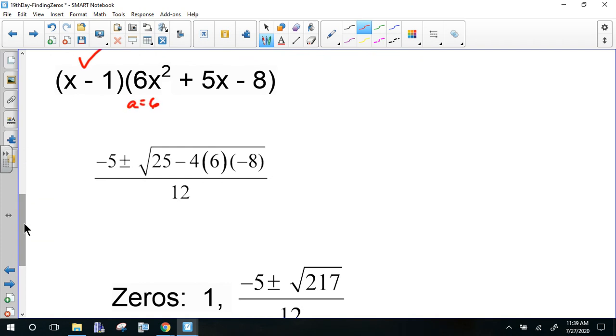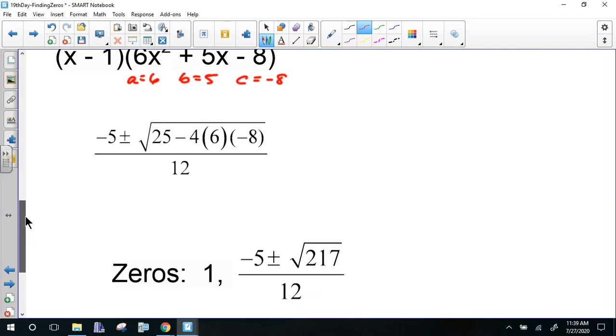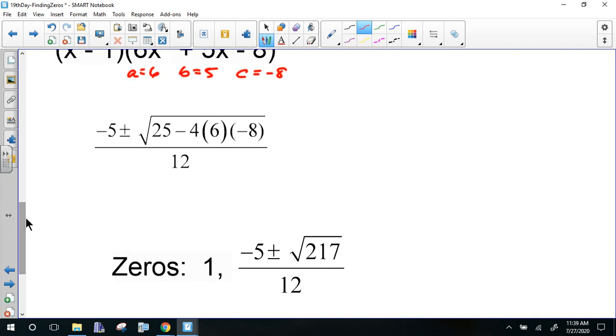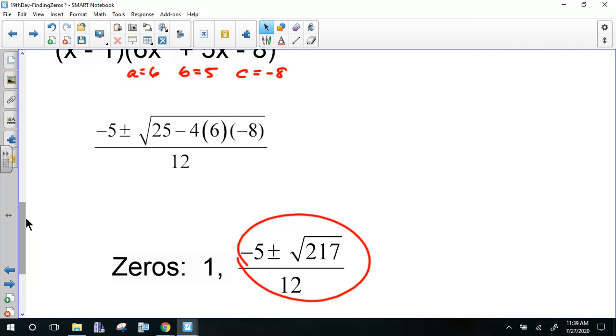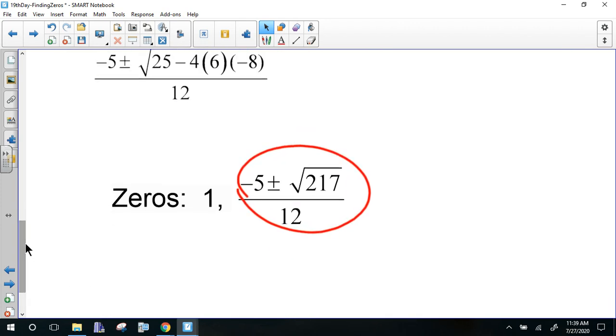My A is 6, my B is 5, my C is negative 8. Plug all those in, and I get an ugly complex number, but it works. So my real zeros are 1, and I've also got negative 5 plus or minus the square root of 217 divided by 12. So that's how we use the rational zeros test.